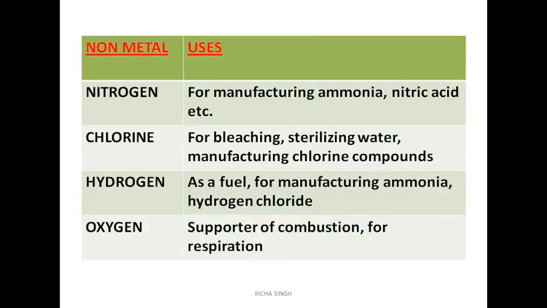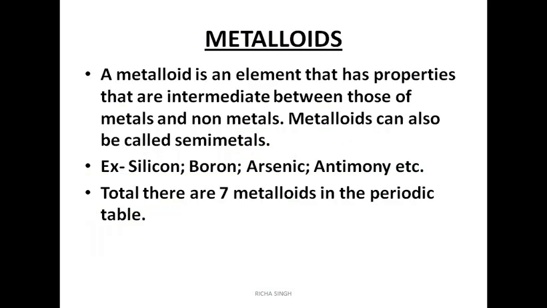Some other non-metals like nitrogen is used for making ammonia and nitric acid. Chlorine is used for bleaching and for sterilizing the water also to make it disinfectant. Hydrogen is used as a fuel because it has a very good calorific value, and for making ammonia and hydrogen chloride also. Oxygen, you all know, wherever combustion takes place, oxygen is required, and for our lives also, for respiration, oxygen is used up.